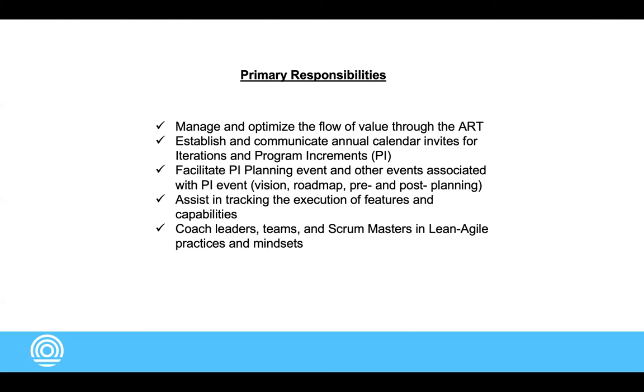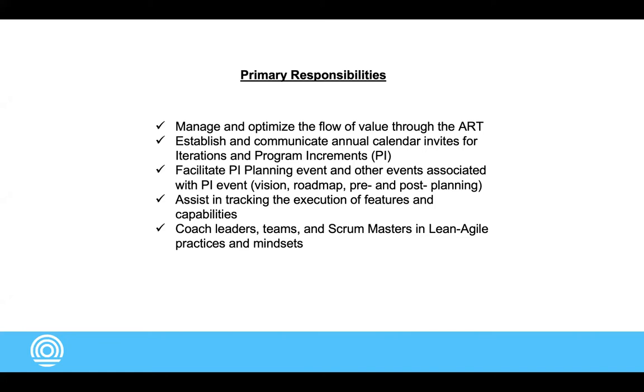So prime example, our next PI planning is in September, but we're planning for work from September all the way until January. So we plan for the future. Also, as an RTE, we facilitate PI planning events and other events associated with PI. For example, any type of vision boards, roadmap, pre-PI planning. So sometimes you may do a run-through PI planning before the actual PI planning, and post-PI planning, which is usually a sprint for inspection and adaptation.